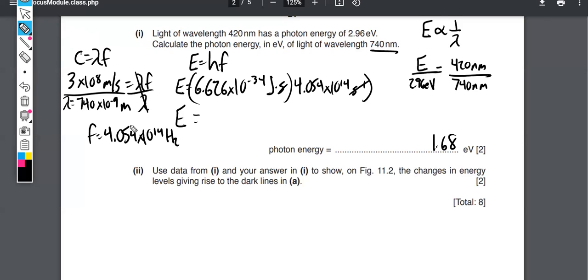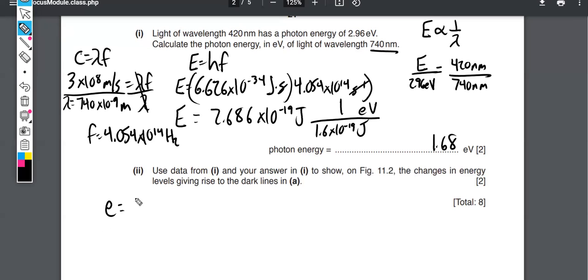6.626 × 10⁻³⁴. And I get 2.686 × 10⁻¹⁹ joules. And then to convert from joules to electron volts, you use 1.6 × 10⁻¹⁹ joules per electron volt. That's also the value for elementary charge that we discussed previously. So the charge on an electron is called elementary charge, and it is 1.6 × 10⁻¹⁹ coulombs of charge. Coulomb is the unit of charge in physics.